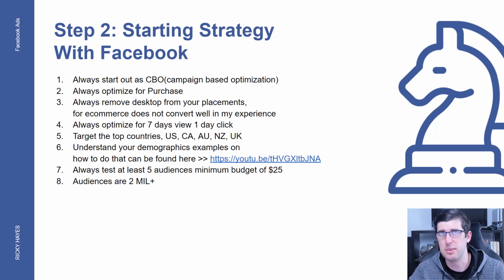Always remove desktop from your placements. For e-commerce, it doesn't work well. In my experience, you can get a higher click-through rate, but you get a much higher cost per click. Personally, I just don't really market to desktop. 90%-ish, at least, of your sales through Facebook anyway will come through mobile, so I just exclude desktop. I always optimize for 7-day click, 1-day view now, which I actually find does better.